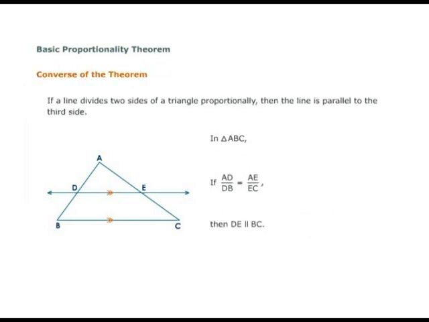The converse of the basic proportionality theorem. If a line divides two sides of a triangle proportionately, then the line is parallel to the third side. In triangle ABC, if AD over DB is equal to AE over EC, then DE is parallel to BC.